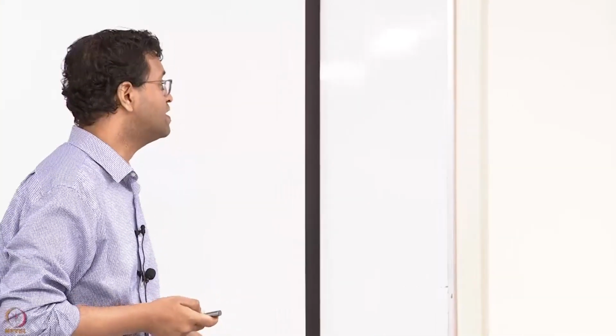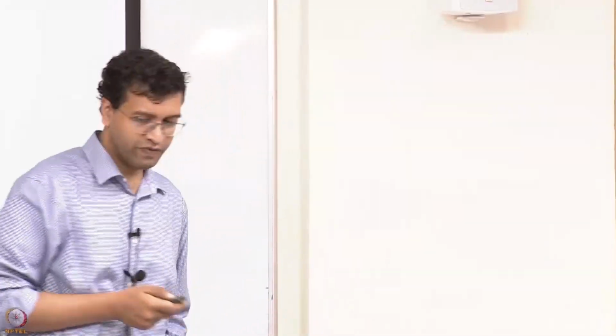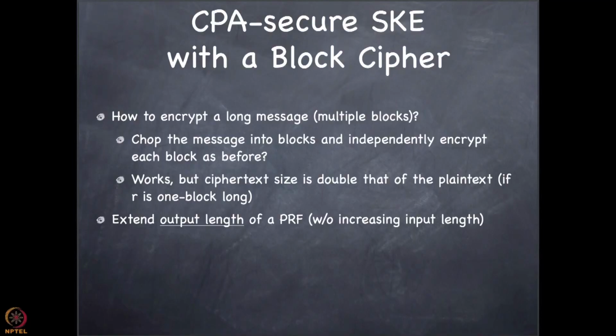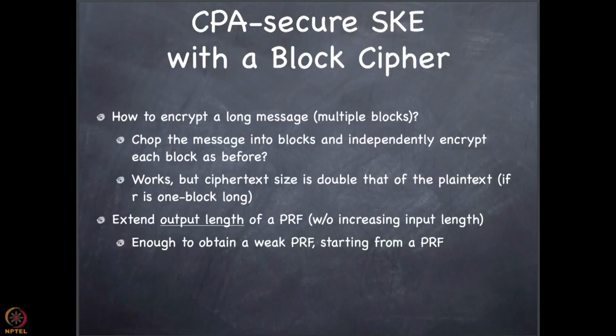Well, it would have been okay with that if it was unavoidable, but it's not unavoidable. Why not do the following? What we need is a PRF or a weak PRF which takes the same R but produces a very long pad, as long as we want. Okay, so the input doesn't change, the output becomes longer. If we could do that with the PRF, we are done. We'll just use that kind of a PRF. So that's our plan, or that's one of the ways we'll make it work.